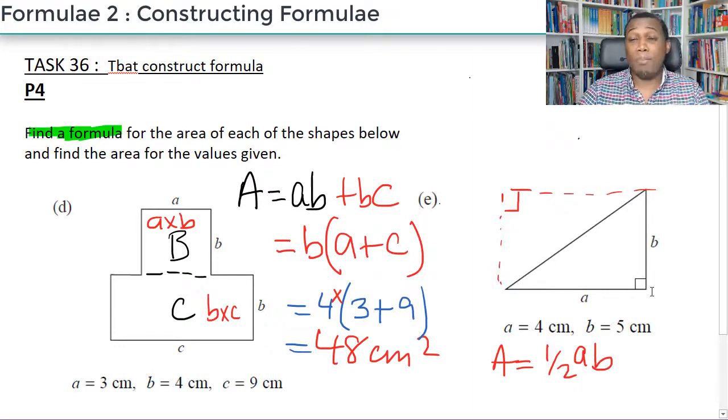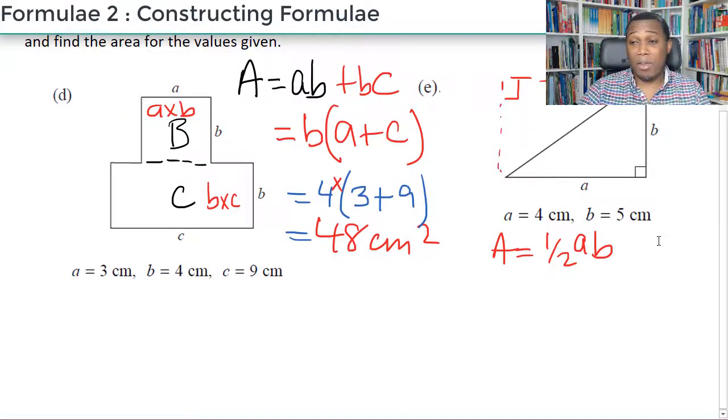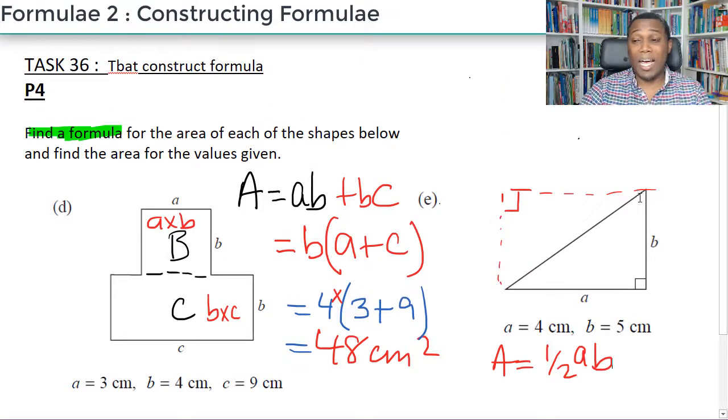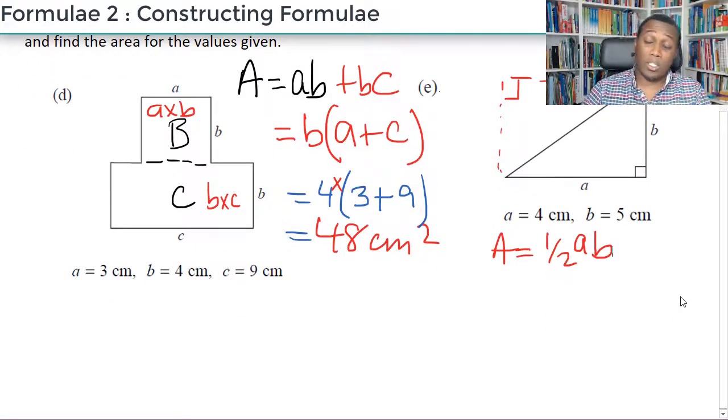So half AB is what's going to give you the area of this triangle, because AB, if I multiply the length by the height, I would get the area of the rectangle. And what we're seeing here is that the triangle is half of the rectangle. So we can do this. We can use this formula.